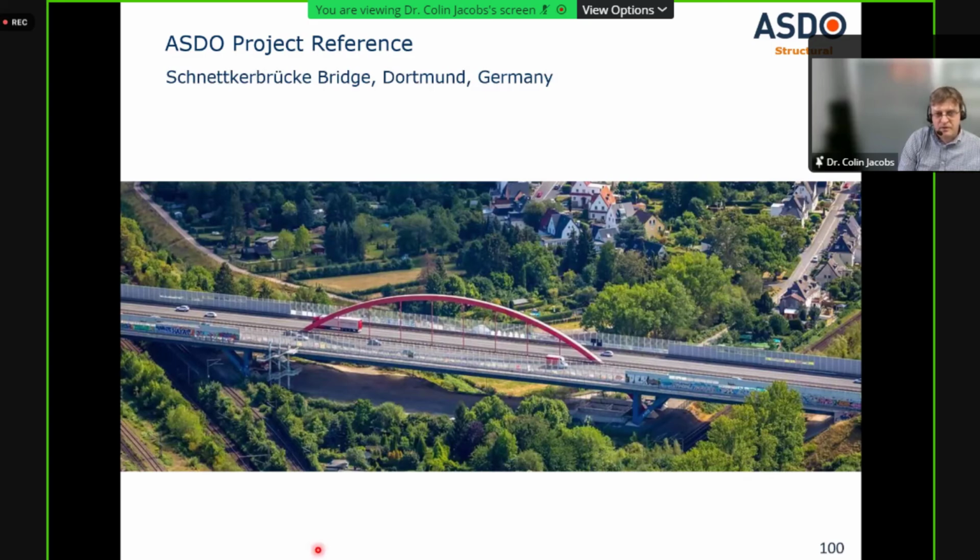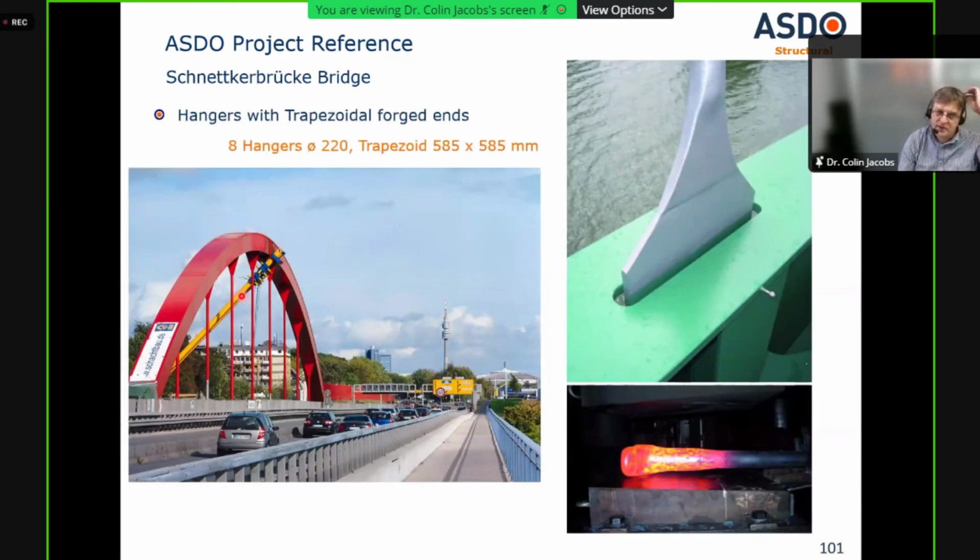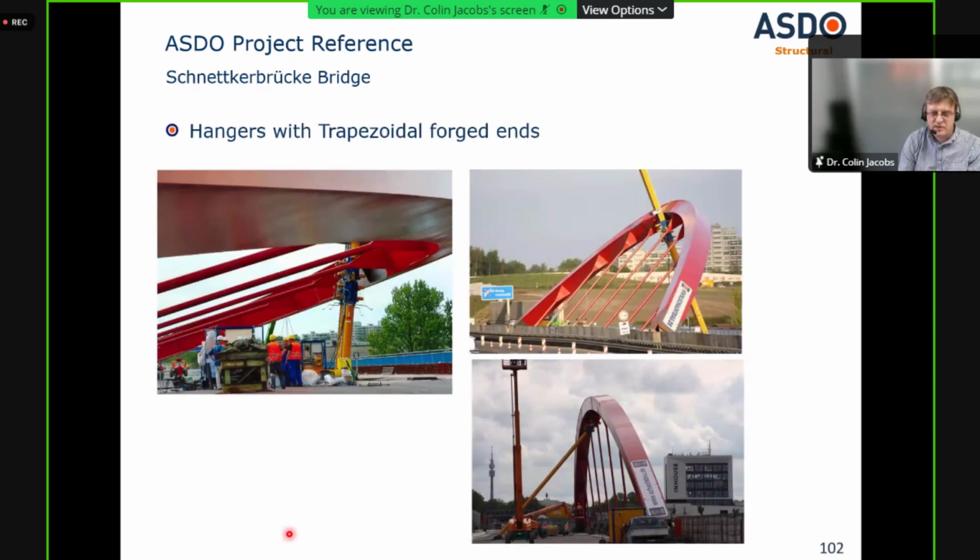Now this is a bridge very close to our factory, which is great because obviously we made the tie rods, the hangers here. These again, these forged trapezoidal ends. So we supplied 8 of these hangers, 220 diameter, and the ends were forged to a 585mm diameter length, allowing nice horizontal welding both sides and on-site NDT testing. Again, an interesting way of erecting the bridge, made off-site and then lifted into place.